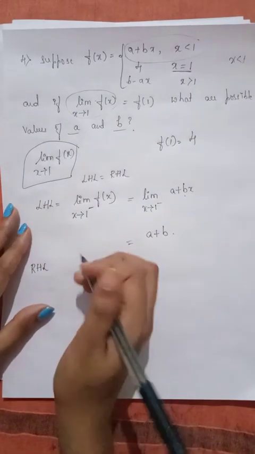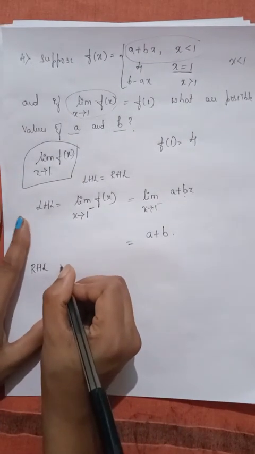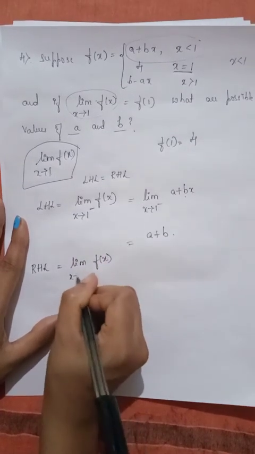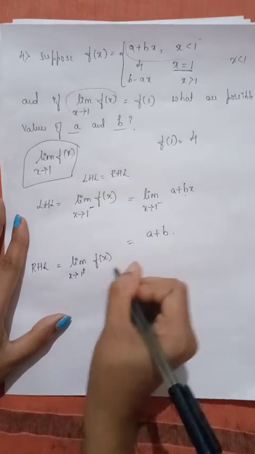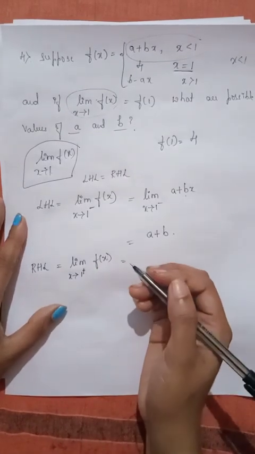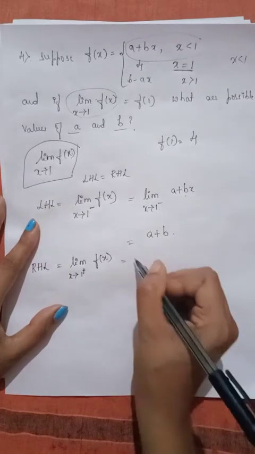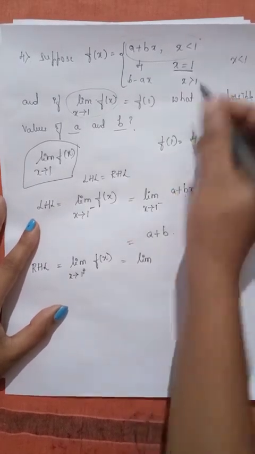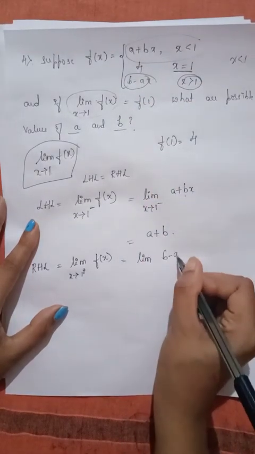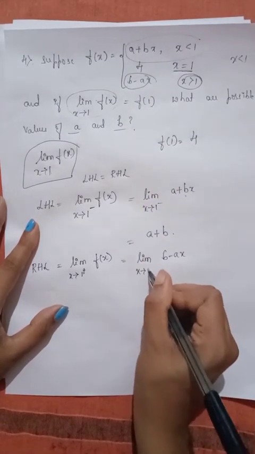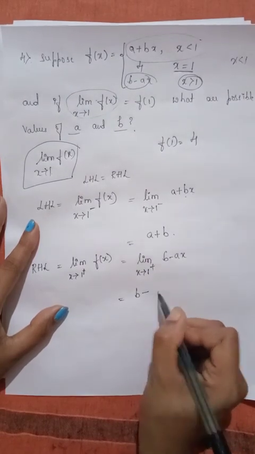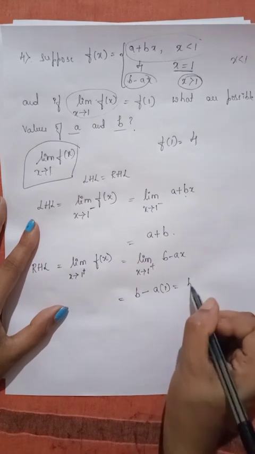So what is the right hand limit? The right hand limit is the limit of f of x as x tends to 1 from the right. From the right means you are taking values for x greater than 1. Correct? So whenever you take values for x greater than 1, how is the function defined? The function is defined as b minus ax. Next, wherever you have x, substitute 1. So it is b minus a.